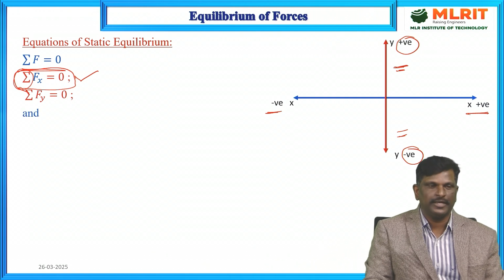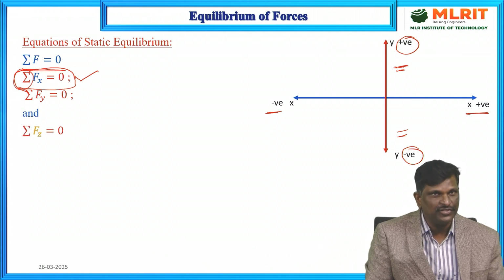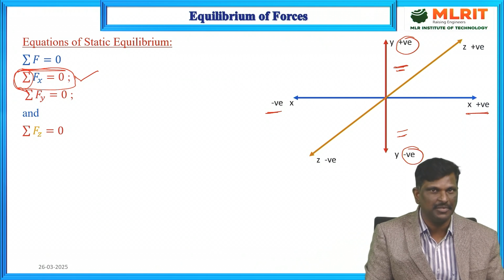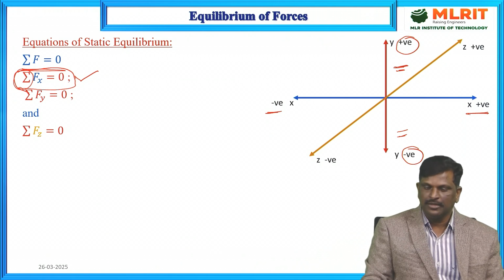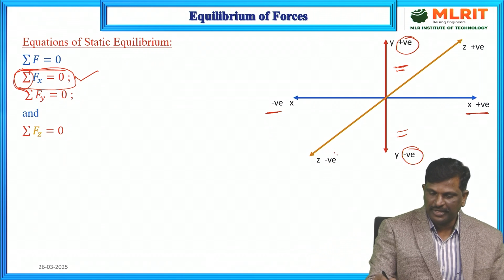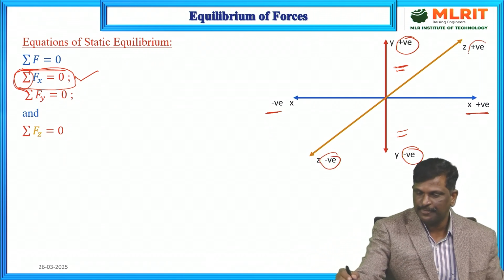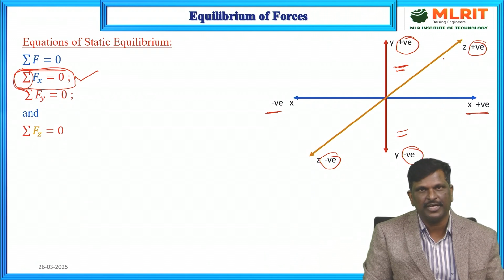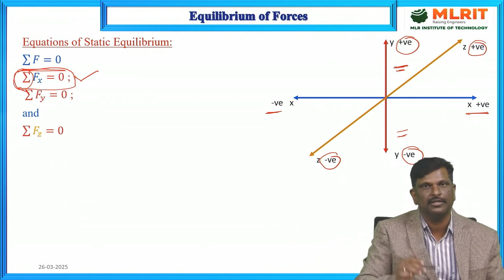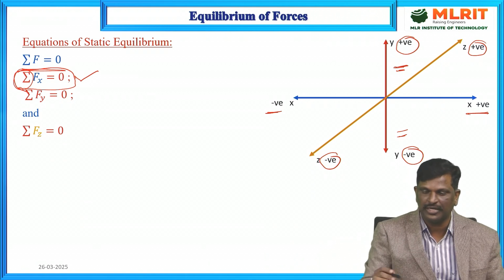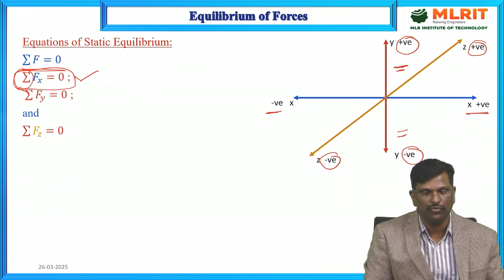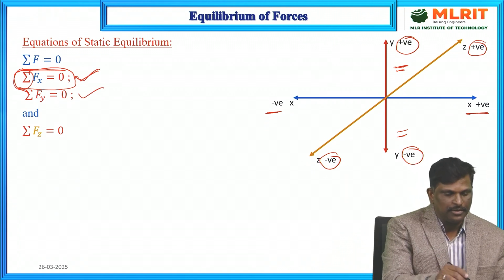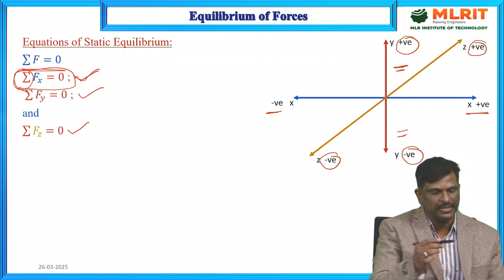And similarly, finally, sigma Fz equal to 0. Sum of all forces acting along z direction must be 0. See here, this side I am assuming negative and this side I am assuming positive. Whatever forces are acting along the positive side of the z-axis must be equal to the negative side of the z-axis so that there will be no unbalanced force along the z-axis. These three are static equilibrium equations along with moments.